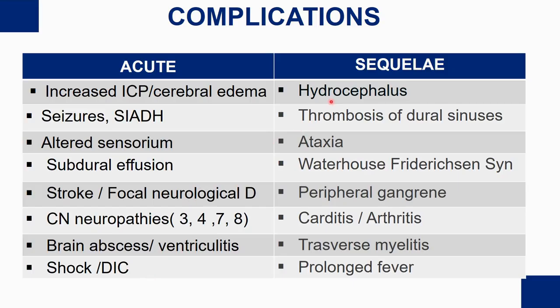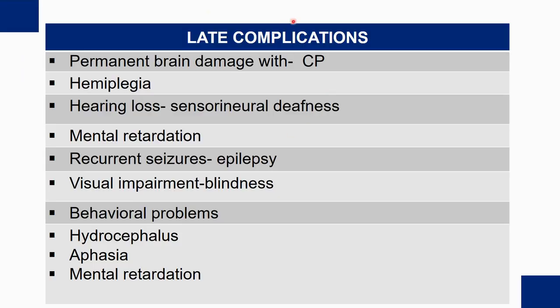Then can be hydrocephalus, thrombosis of dural sinuses, ataxia, Waterhouse-Friderichsen syndrome seen in meningococcal meningitis, peripheral gangrene, carditis, arthritis, transverse myelitis, prolonged fever. So when you monitor, you should be watching for all these complications. Now come to the late complications. After discharge also, a child with meningitis may develop some complications.